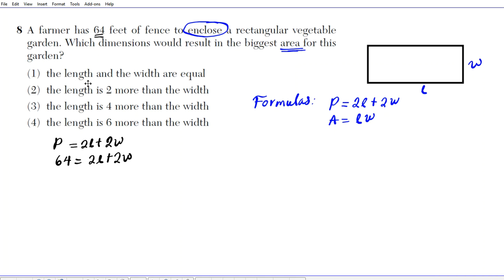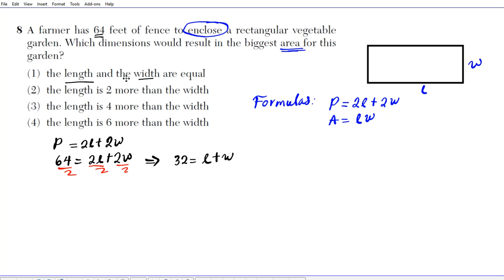So I'm taking a look at different combinations of length and widths to generate the biggest area. So let's go ahead and get L and W by themselves. To accomplish that, we'll simply divide the entire equation by 2. So we have 32 is equal to the length and the width. So if you add the length and the width, regardless of their combination, since it is a rectangle, you will always end up with 32.